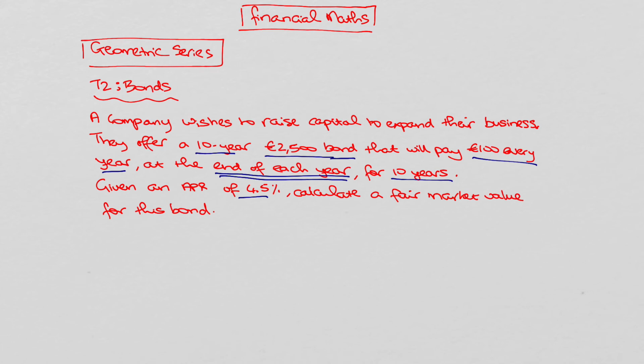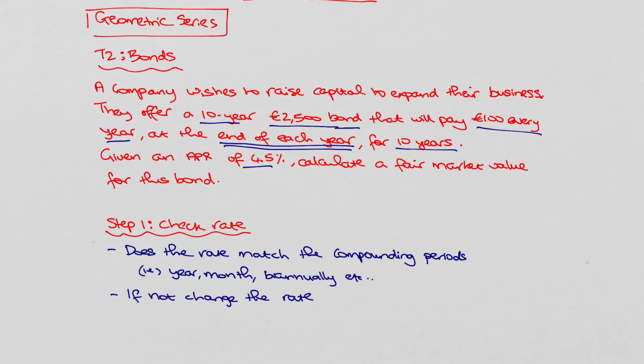So our first step, as always, will be to check: does our rate match our compounding periods? In other words, is the rate yearly and are the compounding periods yearly, or is the rate yearly and the compounding periods monthly, biannually or quarterly? And if it doesn't match, then we have to change the rate using our F equals P by 1 plus i to the power of t.